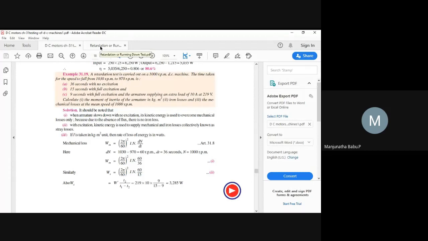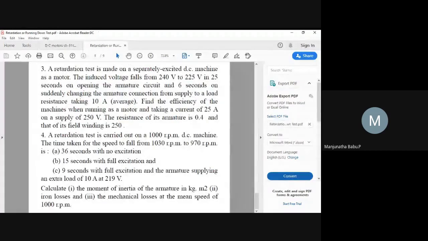Are you getting? Next, similarly, let us go for the second condition, which includes the stray loss, that is both mechanical as well as the iron loss coming into consideration. Again the same expression, W. For the first condition, go for mechanical loss. Wm is equal to 2 pi by 60 whole square into I into dN by dt. So dN is 60 and dt is 36. Say that as equation 1.